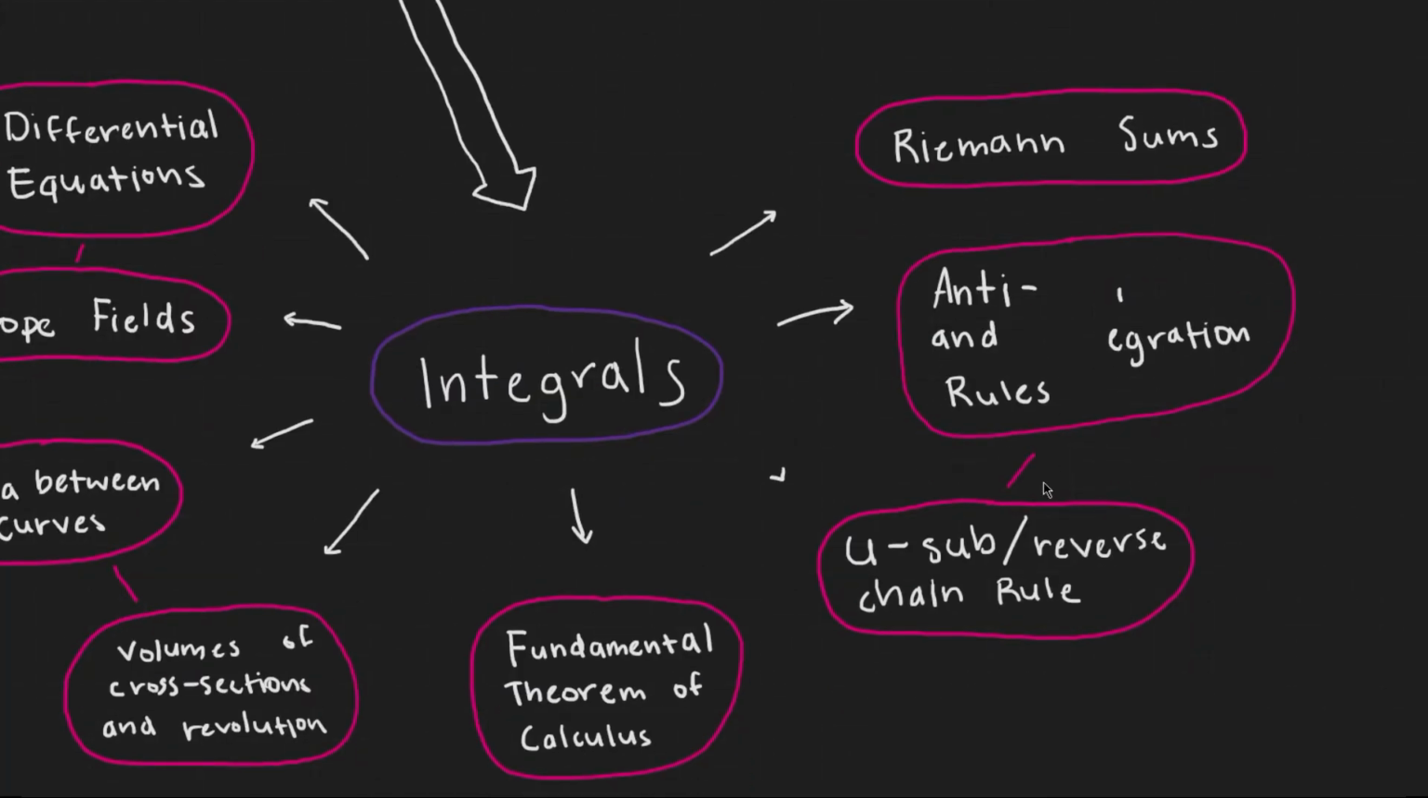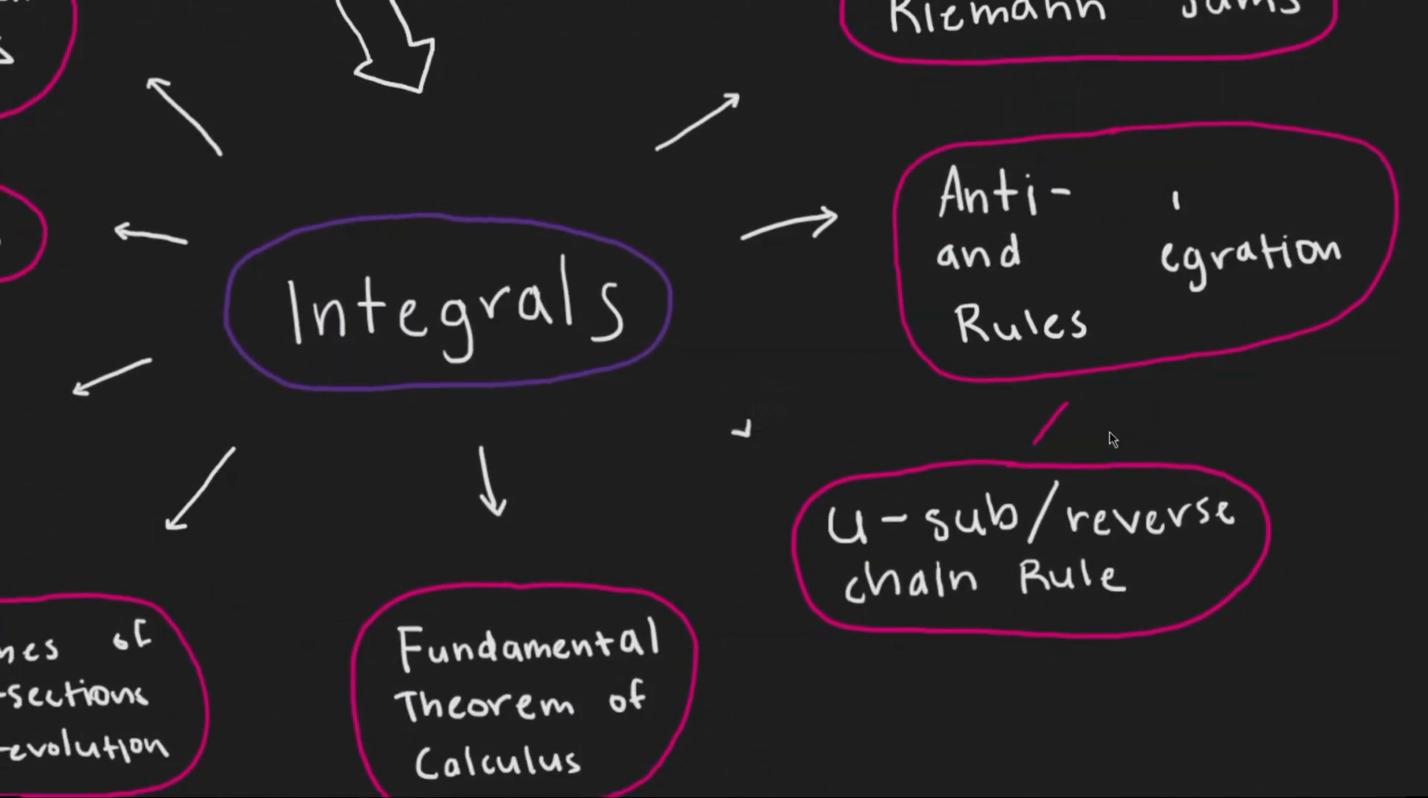So then after that, we have U-sub and the reverse chain rule. I think this is very difficult. This is just the chain rule that you learned when you learned the derivative, but reversed. And this is a little bit more complicated for students when they first learn it, but again, enough practice will give you a good understanding.